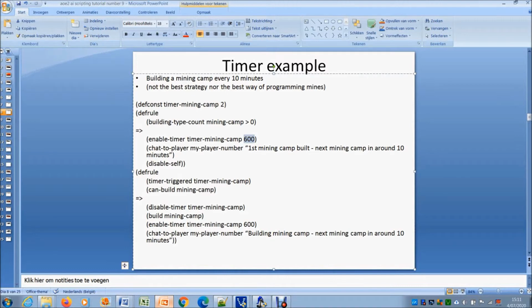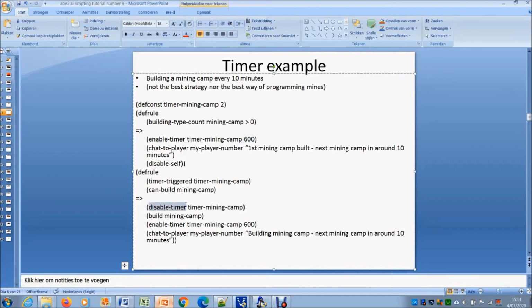It will then disable the timer mining camp, build a mining camp, and then enable the timer for mining camp again, so that the next one will be built in 600 seconds, which is 10 minutes. It will then chat to us: building mining camp, next mining camp in around 10 minutes.